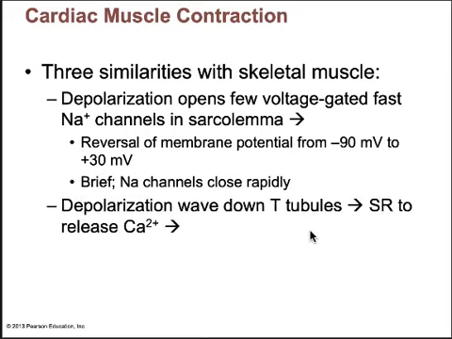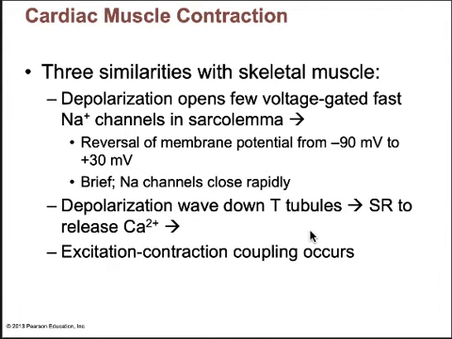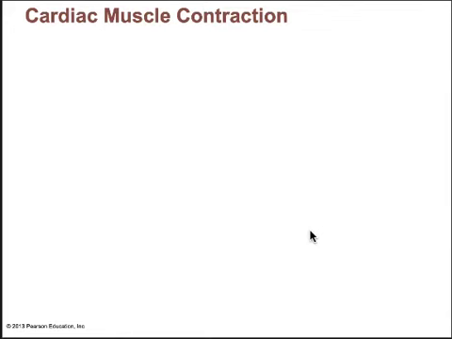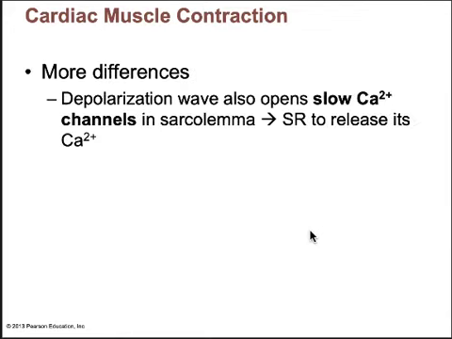The sodium channels close rapidly. The depolarizing wave runs across the entire myocardium, and it goes down into the T-tubules and results in calcium release as voltage-gated channels open in the sarcoplasmic reticulum. That triggers the same set of events that result in skeletal muscle contraction. Calcium binds to troponin, the tropomyosin pivots out from between actin and myosin, and cross-bridging can occur.